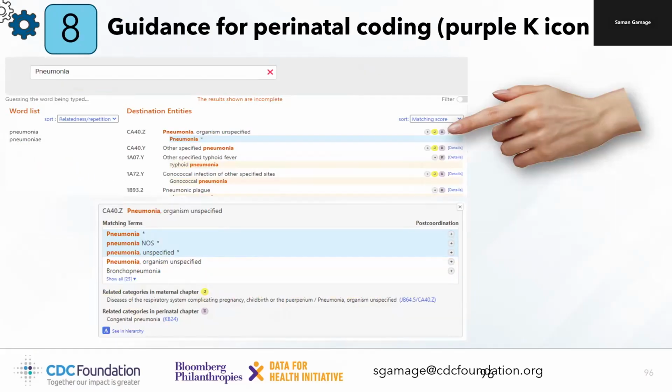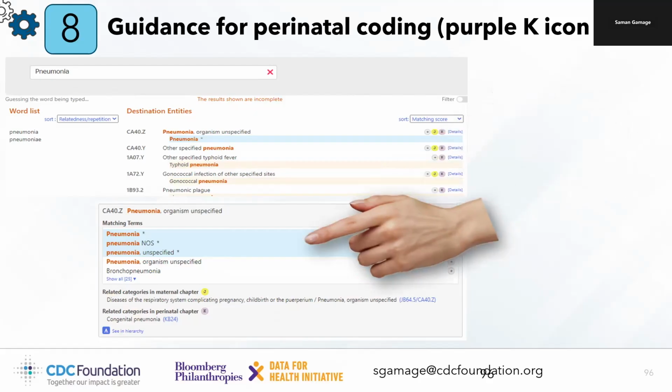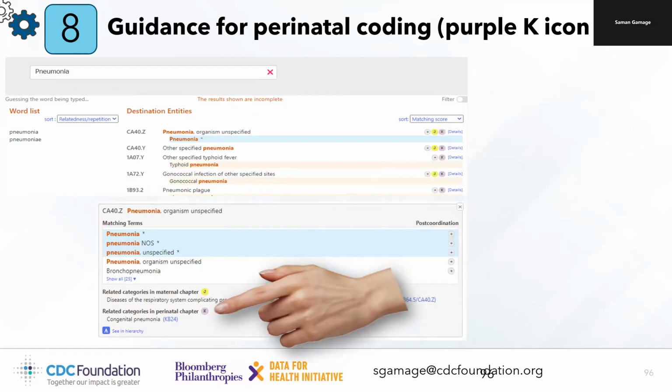Here is another example, guidance for perinatal coding, purple K icon. So this is a neonate with pneumonia, and we search for pneumonia and we find the code for pneumonia CA40.Z. However, there is a purple K icon if the patient is a neonate. We click on the purple K icon and we find the instruction. This pneumonia should be coded to congenital pneumonia KB24.